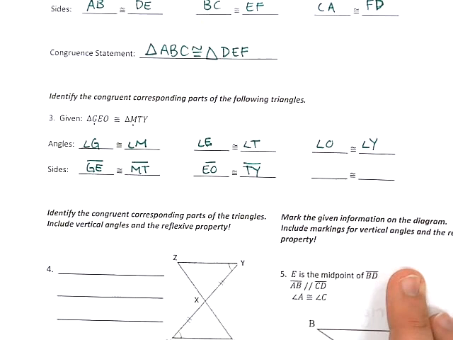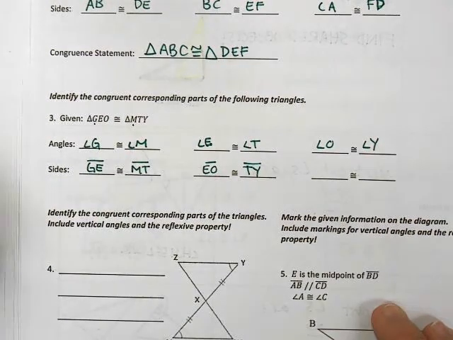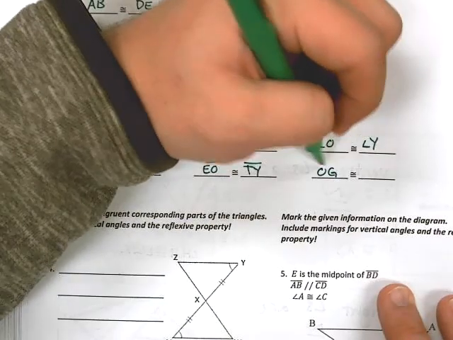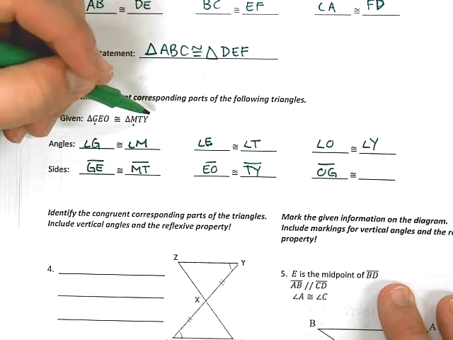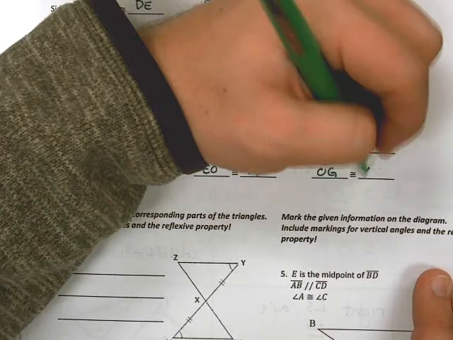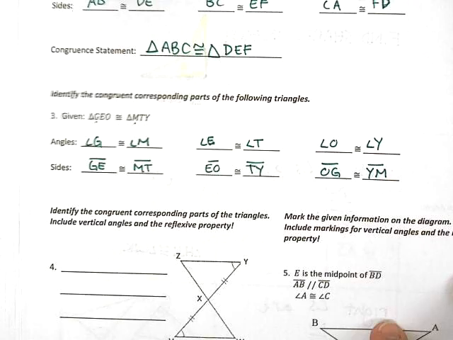So I write it. The last one, you can go third to first or first to third, whichever way you think about it. I'm going to go OG, which means you have to go from third to first, so YM. Perfect. Okay, we're getting there. Almost done.